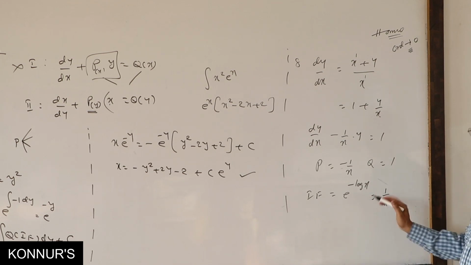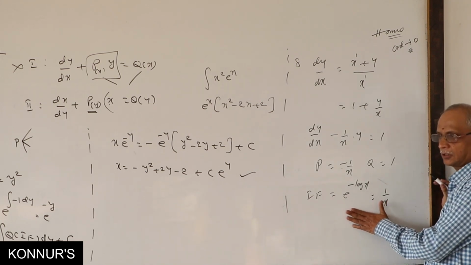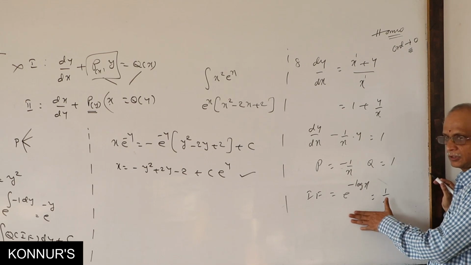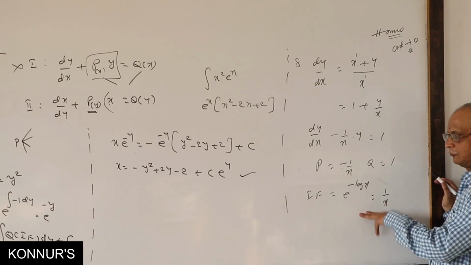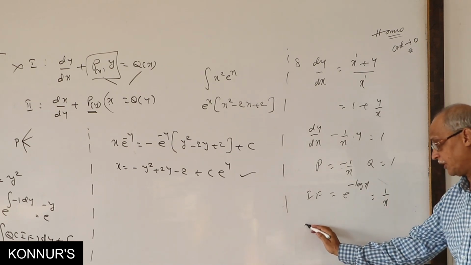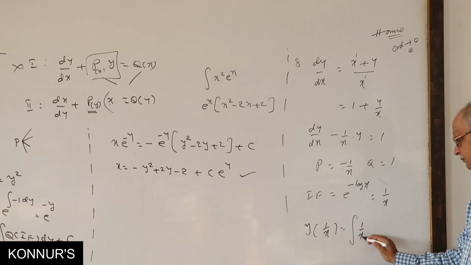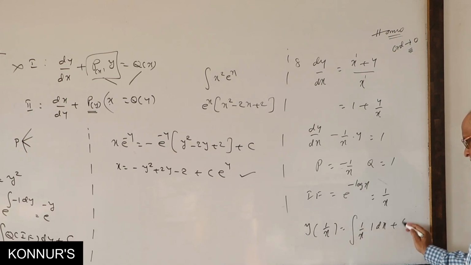You must be ready for that. I will not write it. Okay? You have to get e power minus 1 by x, log x, minus log x, that is, minus 1 into log x, formula. Bases are the same, log cancels. Y into IF is equal to integral Q into IF dx. Finish. Y by x is equal to log x plus c.